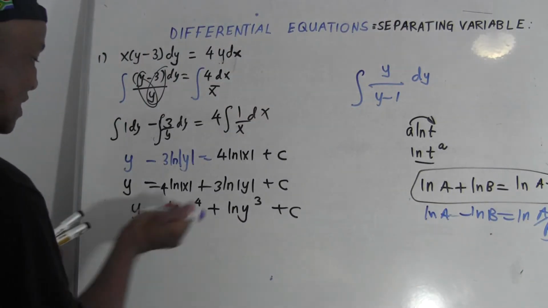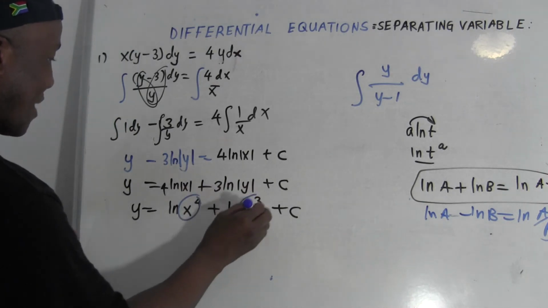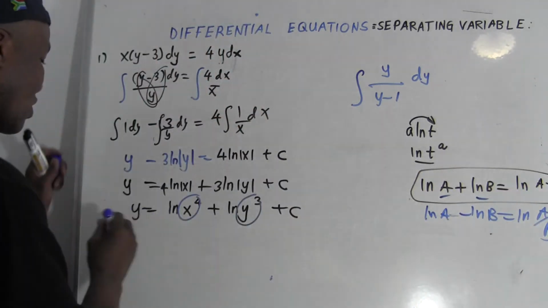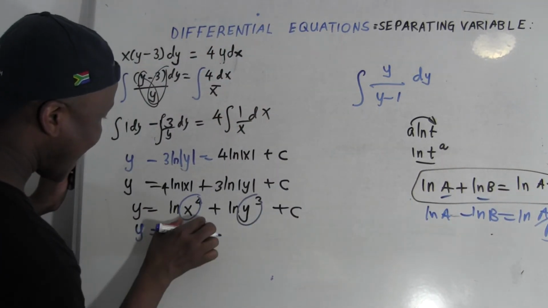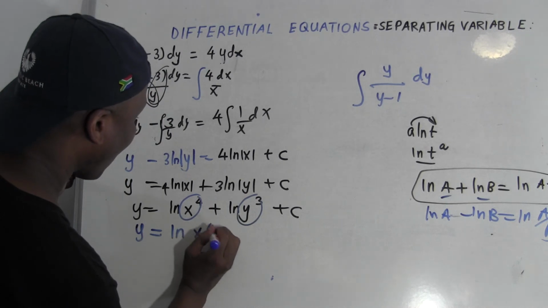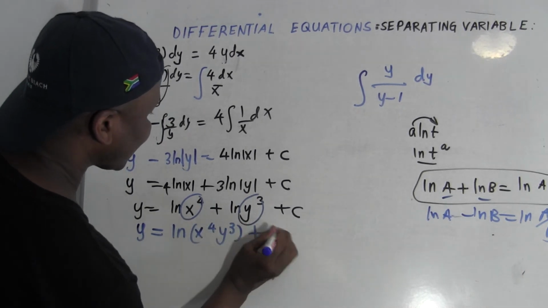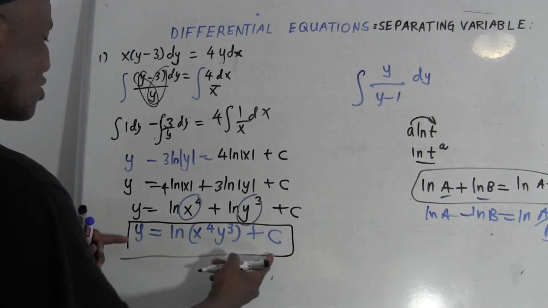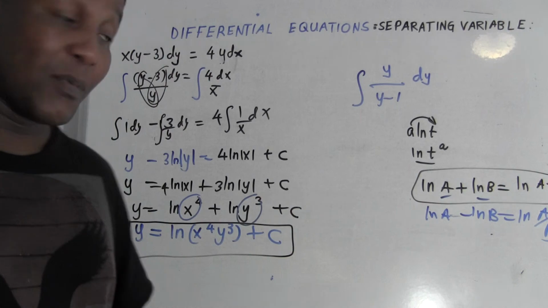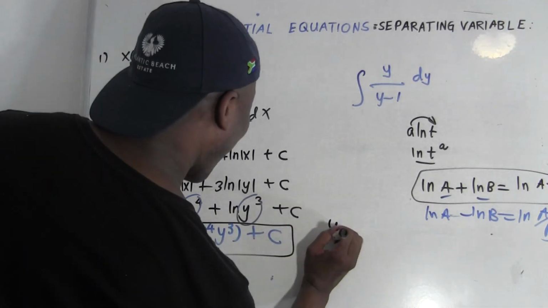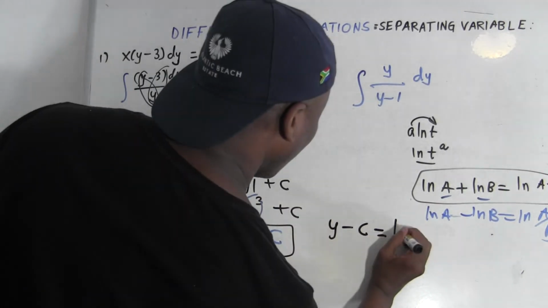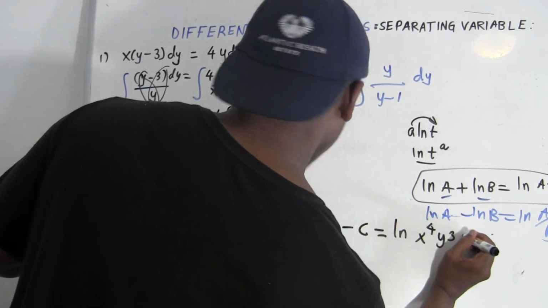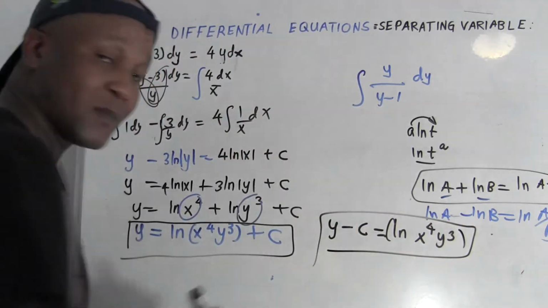So for now it's plus, means I'm going to take these and multiply them together because there's a plus. So this is going to be y equals ln of x power 4 times y cubed, plus c. So this is going to be the final answer. Or if you don't want to write like this, you can say y minus c equal to ln of x power 4 y power cube. Or you can write like this as the 2.